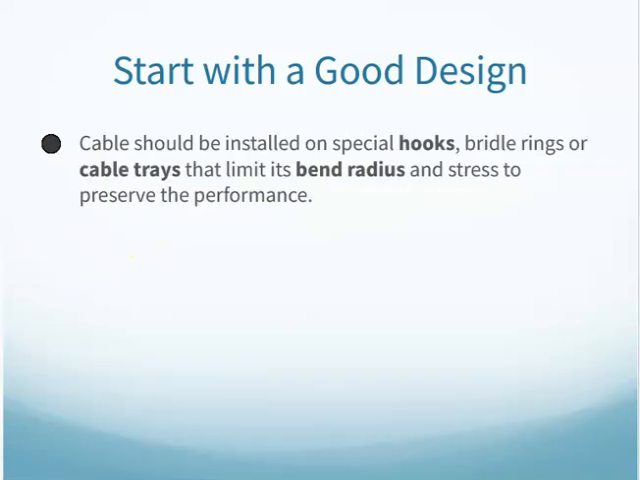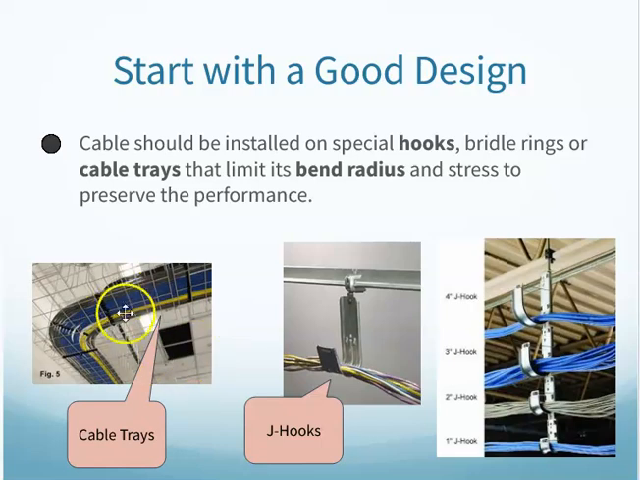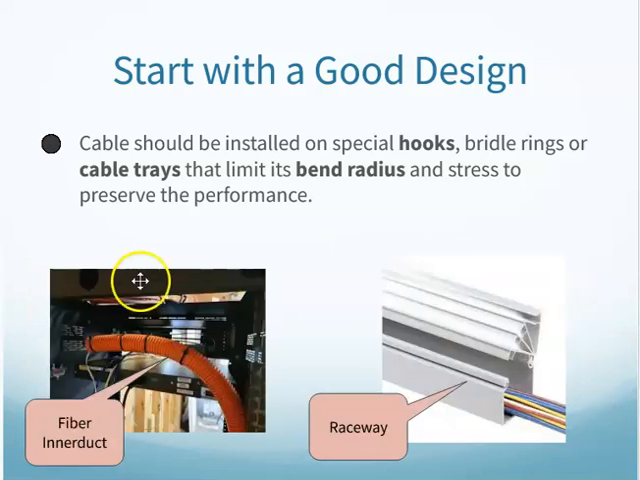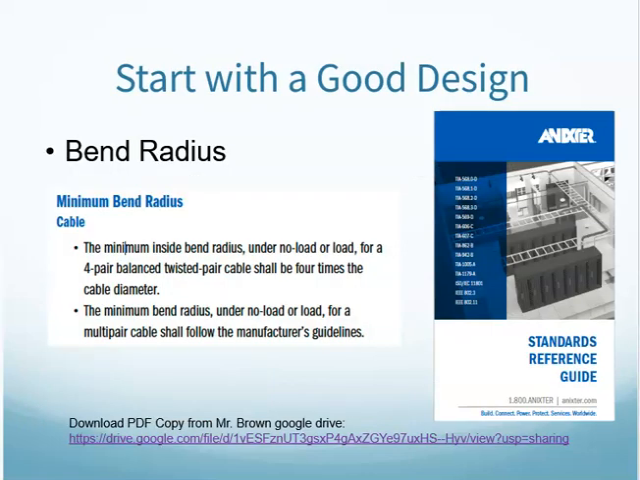Cabling should be installed with cable trays, J-hooks, those sorts of things, paying attention to bend radius. There are J-hooks of different sizes that can anchor to the wall, and can also anchor to steel structure above the suspended ceiling. Innerduct for fiber optic, raceways for cabling coming down the walls. All those things are available to route the cabling to where it needs to be and be protected.